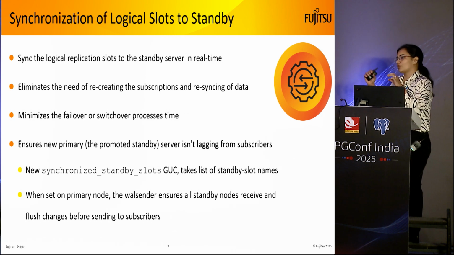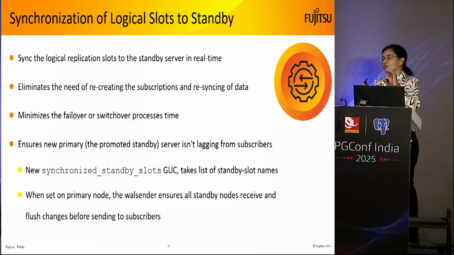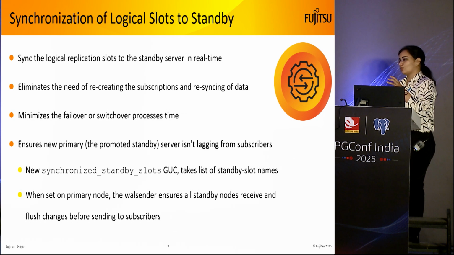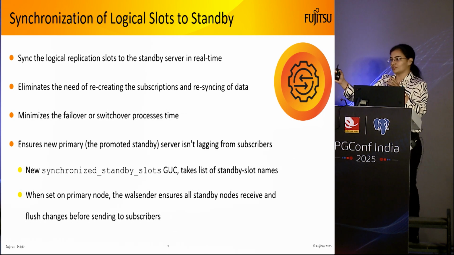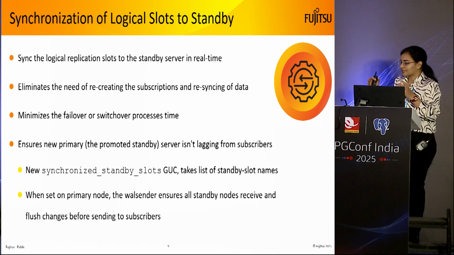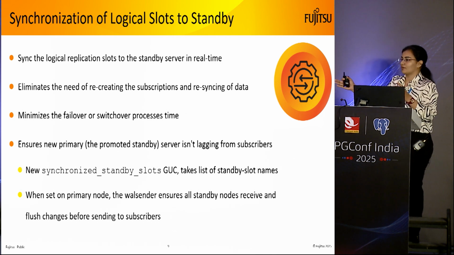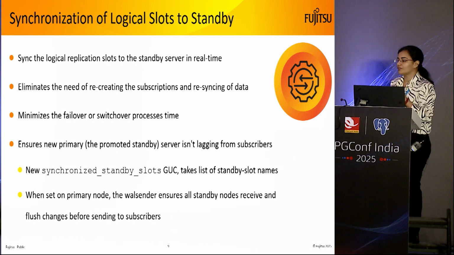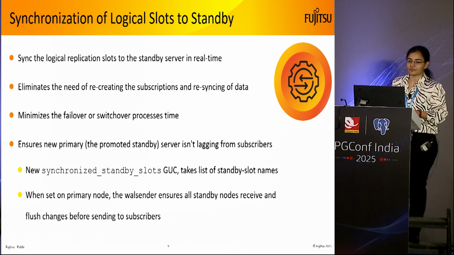It takes a list of slot names. So, when you specify all the standby slots which should be synced to the respective subscribers, then the primary will make sure that all the changes are flushed on the standby node first, and only then will it send them to the subscriber. By doing that, we are always making sure that whenever failover happens, the standby is always in sync with the subscriber. There is no data loss or any issue while we will be resuming the logical replication.